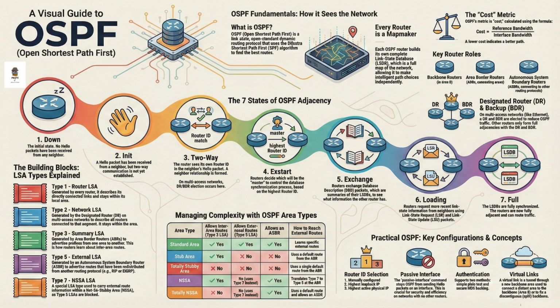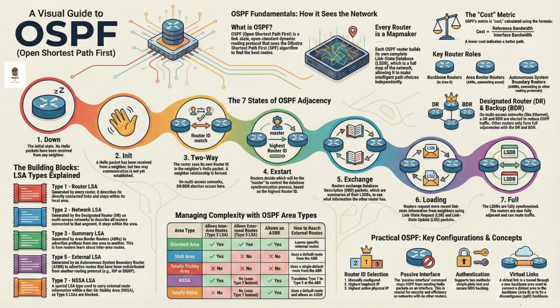State 1, the very beginning, is the passive state, Down. Down is the initial state, sometimes humorously labeled Zzz in diagrams. The router has not sent or received any OSPF hello packets from a neighbor on that interface. It's essentially waiting for someone to knock on the door. The first knock is State 2, Init.